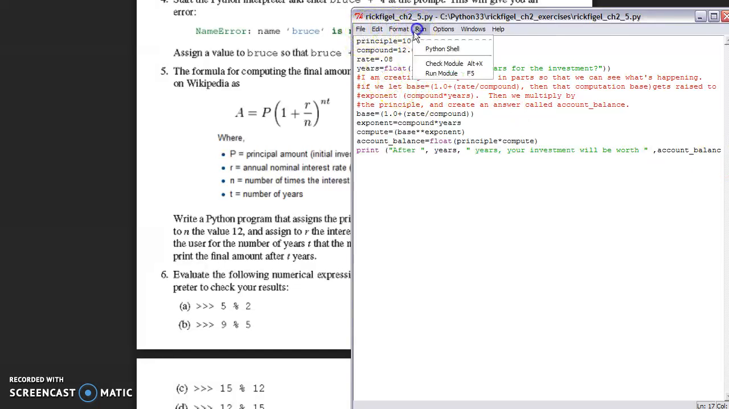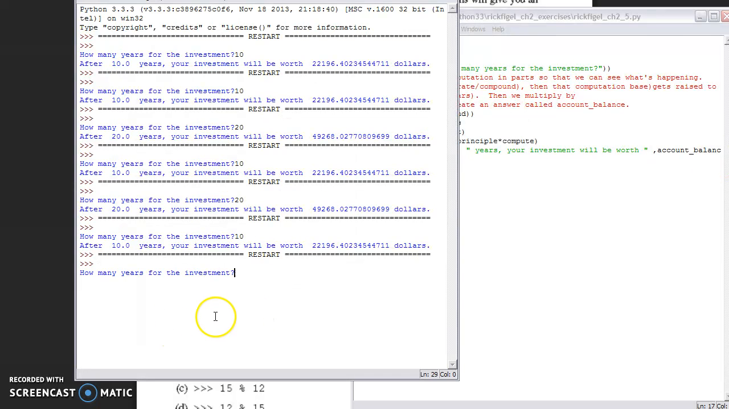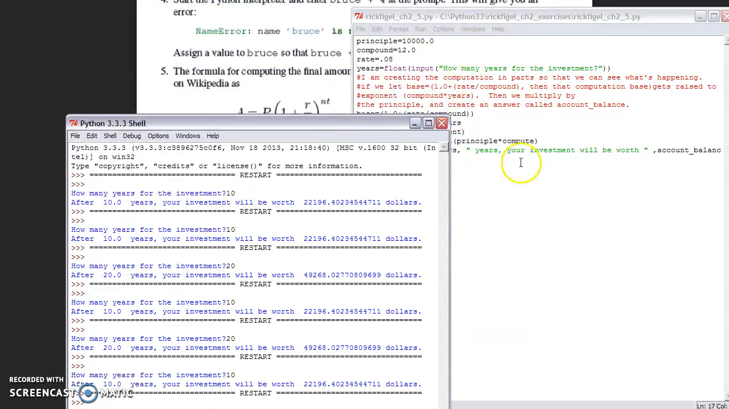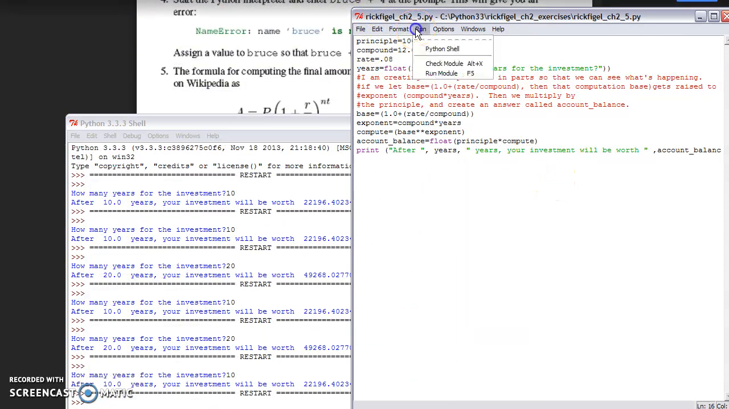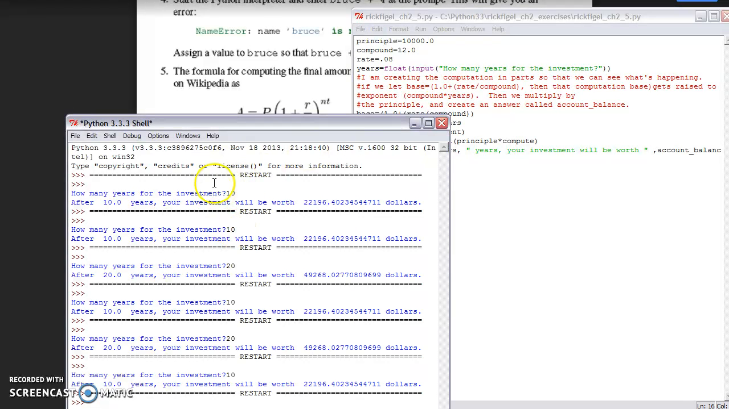And so let's run that for 10 years, and there's our starting question, how many years? And after 10 years, it's going to be worth $22,196. Let's see what it looks like in 20 years. Is that amount going to double, or is it more of an exponential relationship? Let's go 20 years and see how that looks.